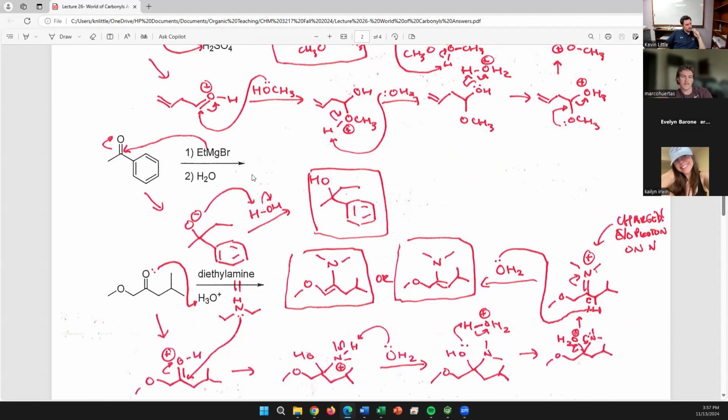Nucleophile, the Grignard. Electrophile: does it have a carbonyl or a heteroatom on it? No. So when it adds, it just adds once. Carbon just adds once.